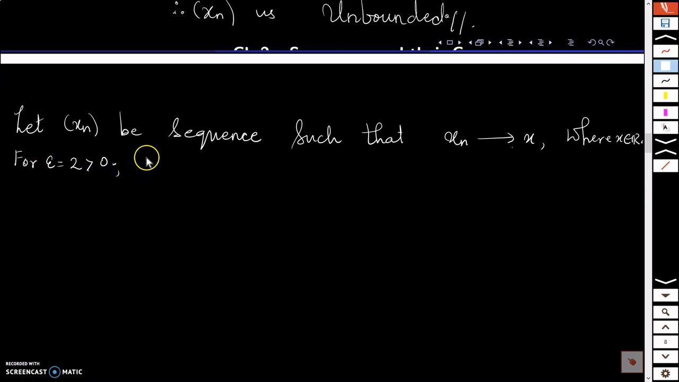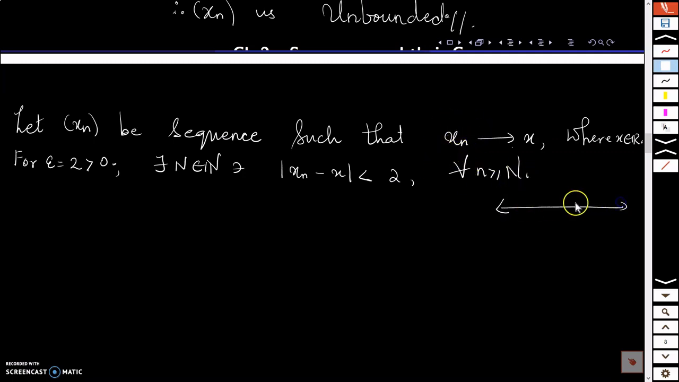Then for epsilon equal to 2, there exists a natural number capital N such that |xn minus x| is less than epsilon, which is 2, for all n bigger than or equal to capital N, by applying the definition of convergence of a sequence to this sequence xn. So after a certain stage, when I look at terms of the sequence after this capital N, the difference of those terms with x will be less than my given epsilon.